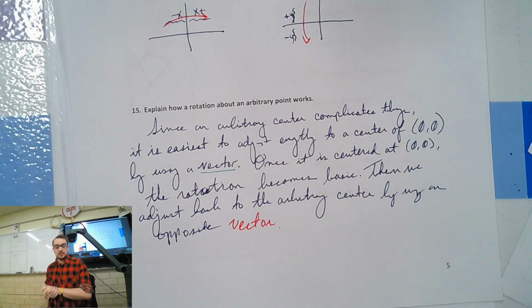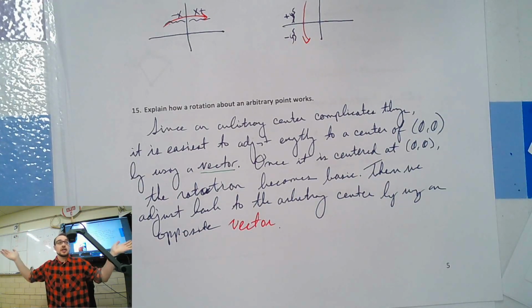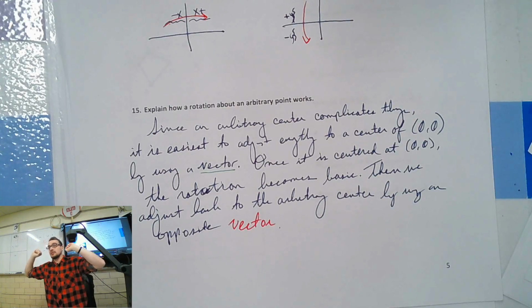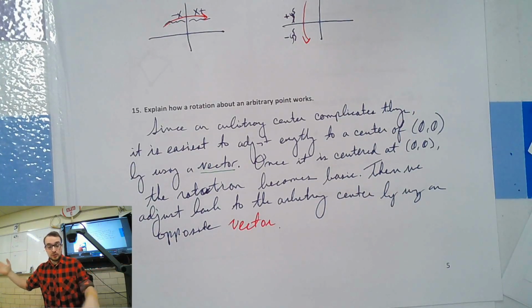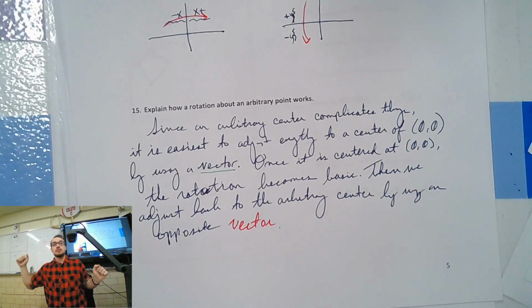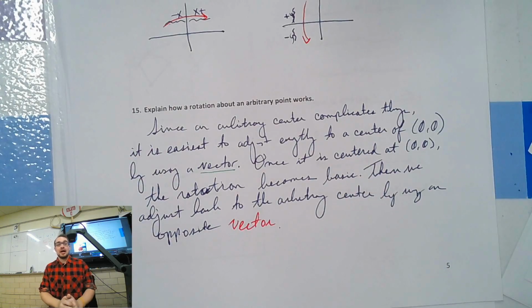Since an arbitrary center complicates things, it's easiest to move it back to the origin. We do this with a vector, right? So we move it back to the origin with a vector. Then we do our regular rule, which we've talked about earlier, right? And then we move it back with another vector. That's all that means.